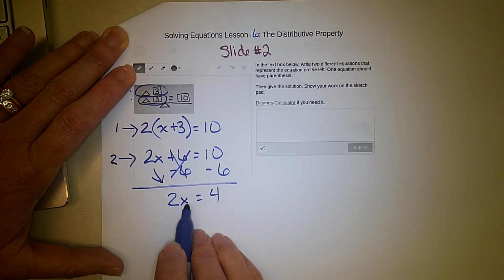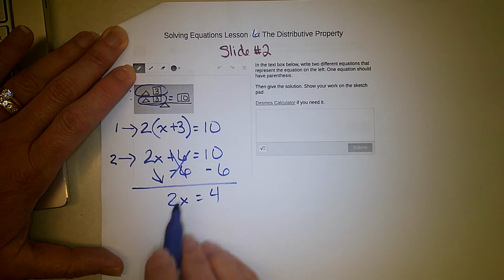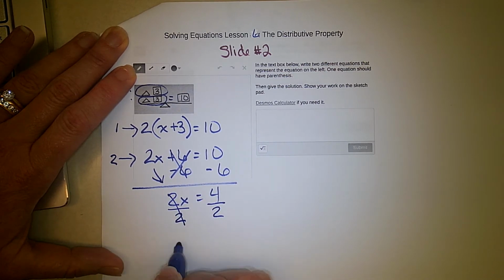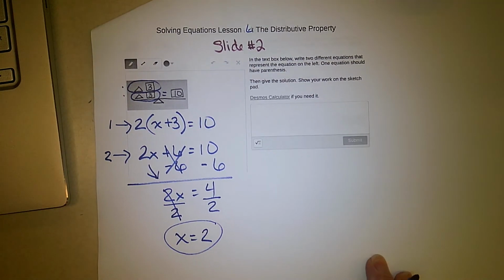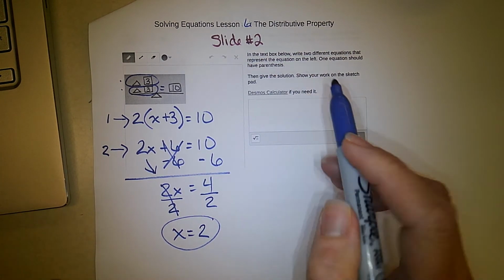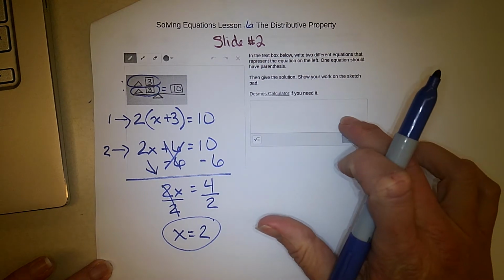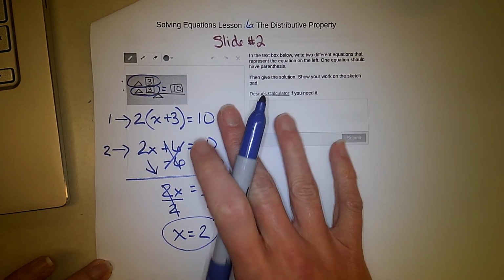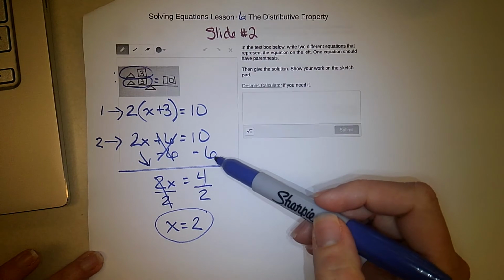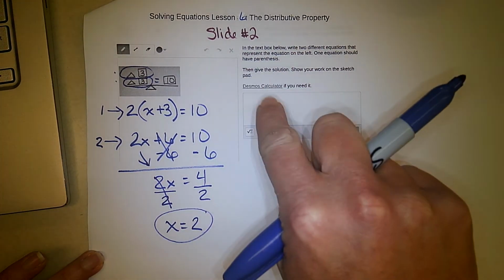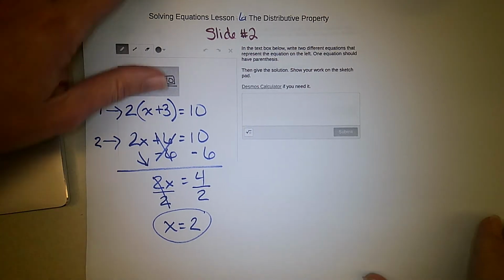And now I know 2 times something equals 4. The only way to undo multiplication is by division. We show that with the fraction. 4 divided by 2 is 2. So now, as I've been telling my students, you can have all of this using the Sketchpad and Desmos. You can have it all typed in here and explained, or if you're doing it on paper, which a lot of students are finding is much easier, get it on paper, take a picture of it with your Chromebook, and submit that in as your work. Either way counts. Let's take a look at 2 more examples.